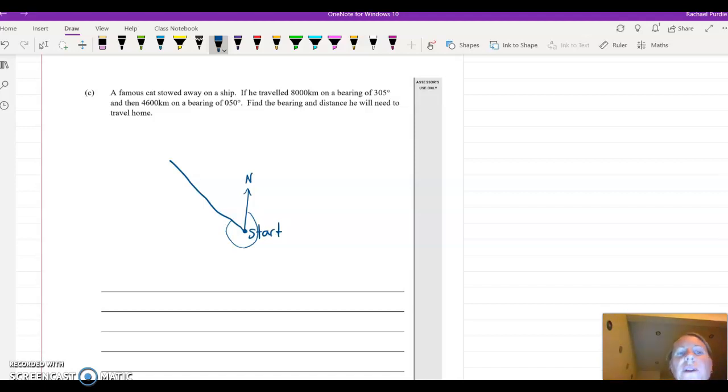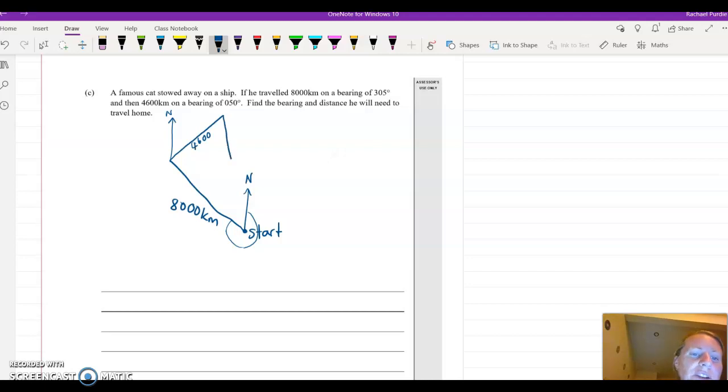Okay, and it went 8,000 kilometers. So the length of that bit is 8,000. Then on a bearing of 50 degrees, so let's point north again, 50 degrees it went 4,600. So 50 degrees, that's slightly over half of a right angle. So we're kind of like that for 4,600 kilometers. All right. We want the bearing and distance he needs to travel home.